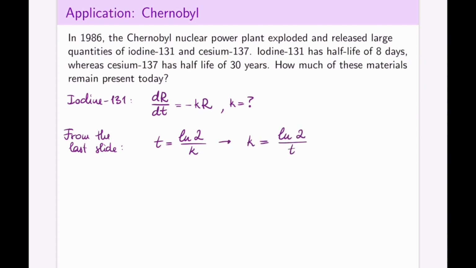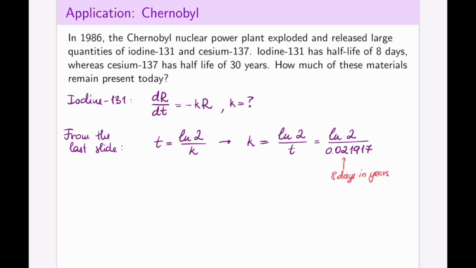Now, we have to decide what units of time we're going to use. The half-life of iodine is given in days, but our timeline is given in years, and I would like to know how much there is present today, which is more than 30 years from then, so I have to decide whether I'm going to use days or years. I'm going to use years, which means that first of all, I have to convert 8 days into years. I'm going to skip the calculations for that and include simply a number. 8 days in years is 0.021917.